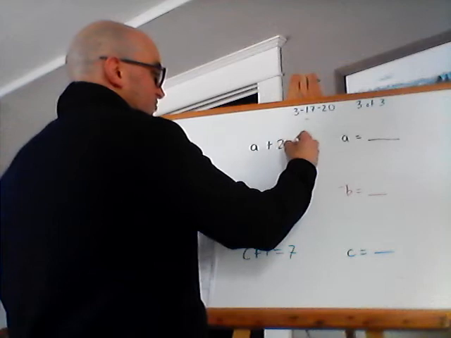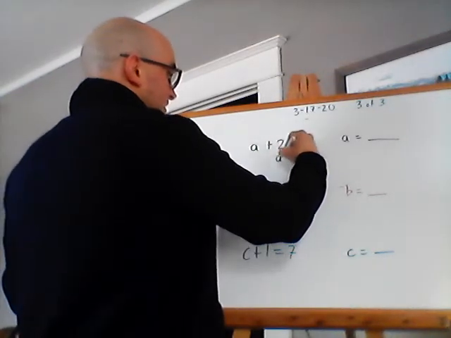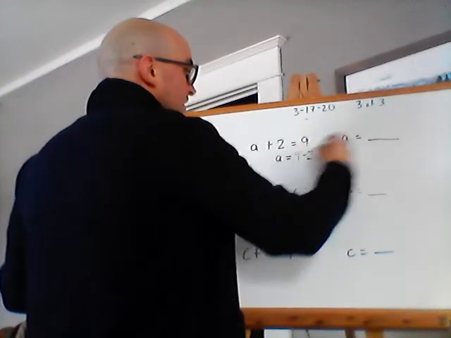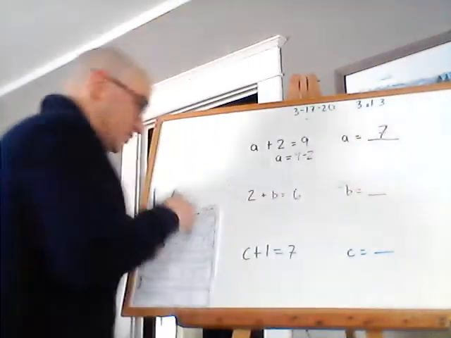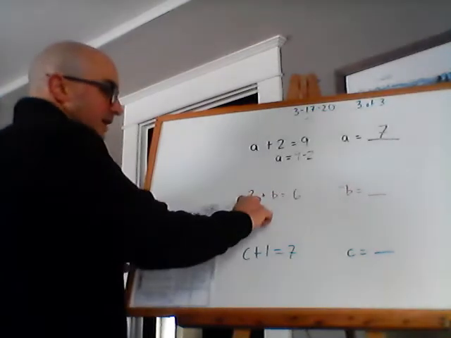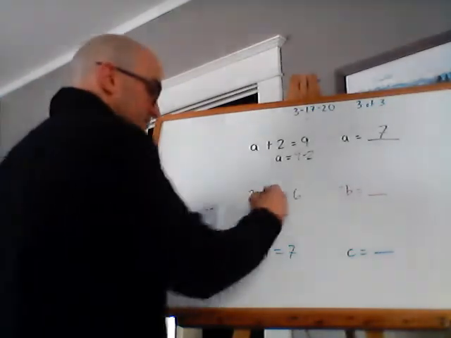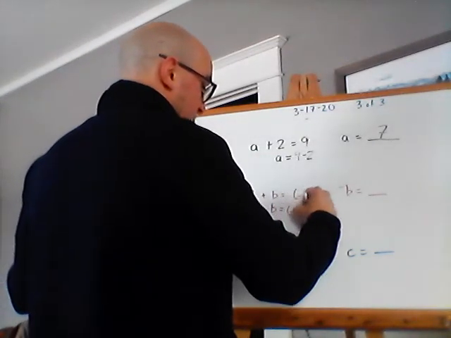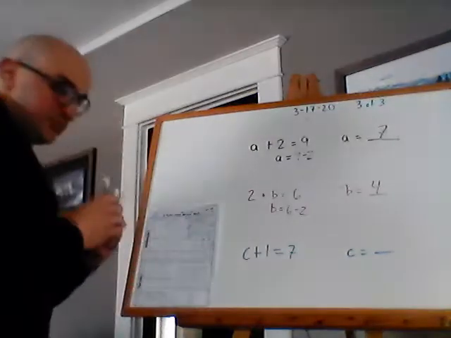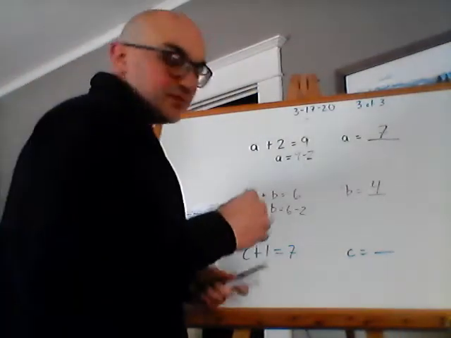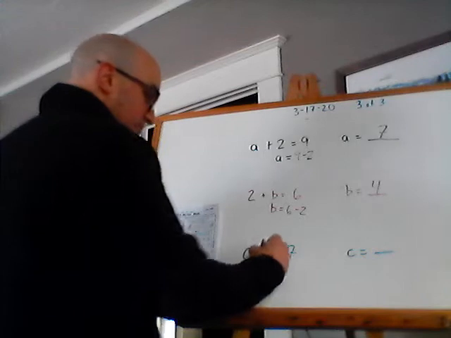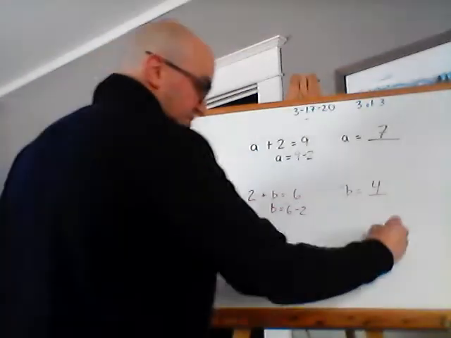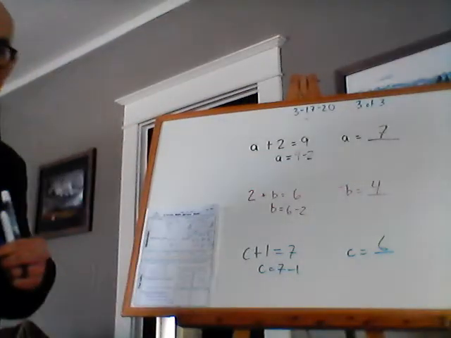I'm going to look at this top one. I can say A plus 2 equals 9. I need to get A equals something. I have to do the inverse operation, of course, 9 minus 2. And of course, we know that A would equal 7. Same thing here. 2 is added to B, so the inverse of adding 2 is subtracting 2. So 6 minus 2, and we would know, of course, B equals 4. For problem C, I've got C plus 1, so the inverse of plus 1 is subtracting 1, and of course C equals 6.